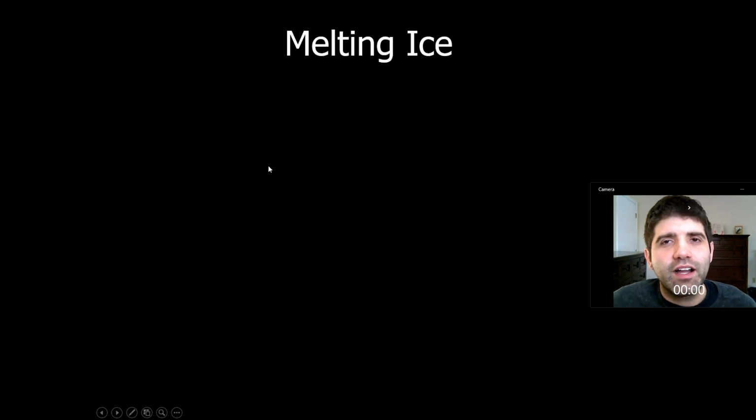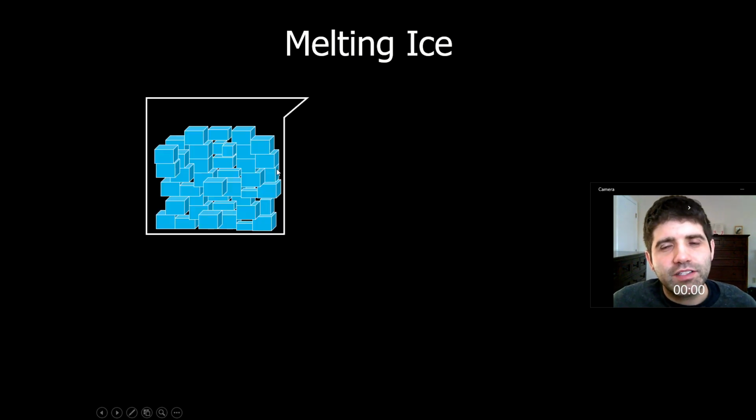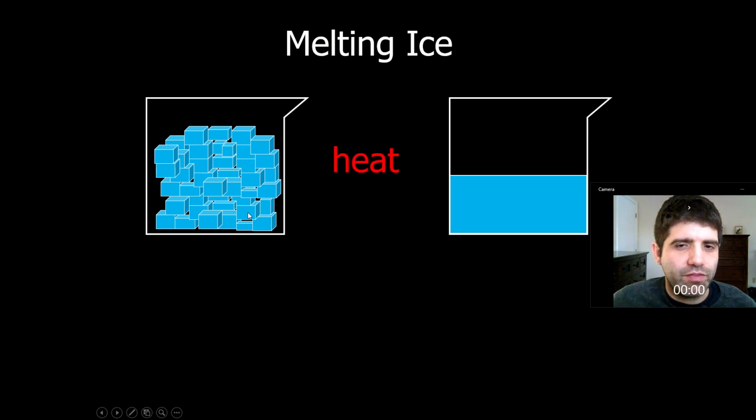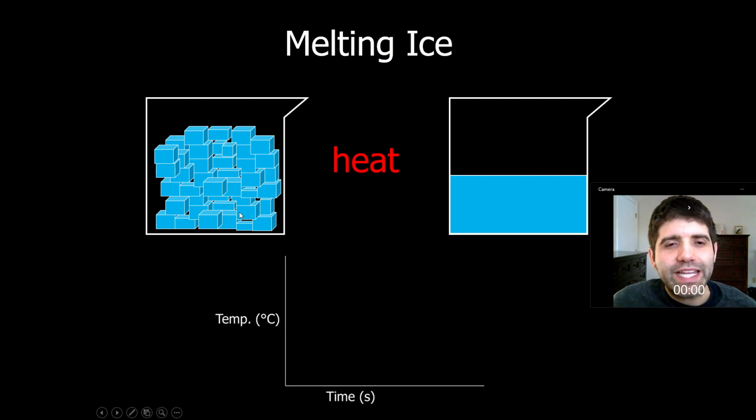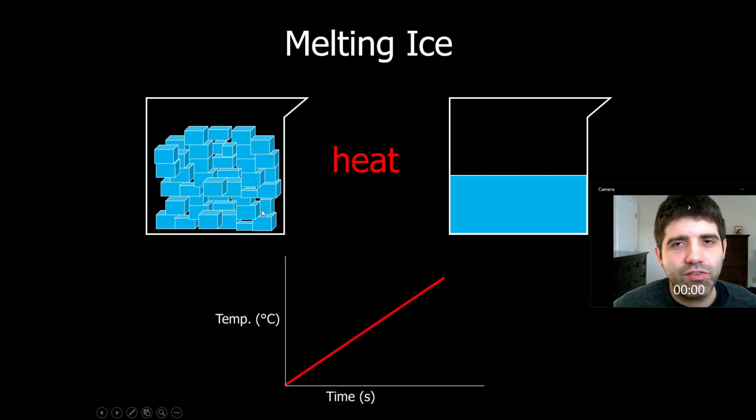So the change of state that is pretty familiar to most people is melting. So let's pretend that we have a beaker of ice and we want to melt it. If you want to melt ice, you have to heat it up. Heat needs to go into the ice in order to melt it. If we put a thermometer in here and we measure the temperature as we heat this ice up, what we would predict is that the temperature increases as we continue to heat the ice as it melts.